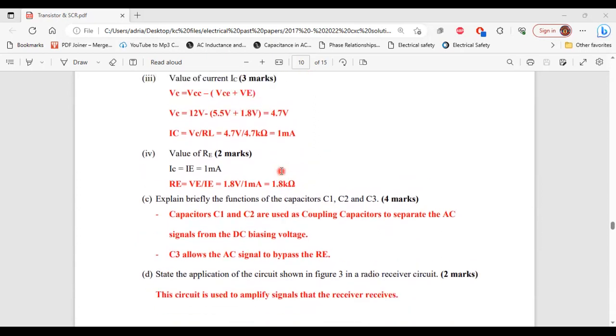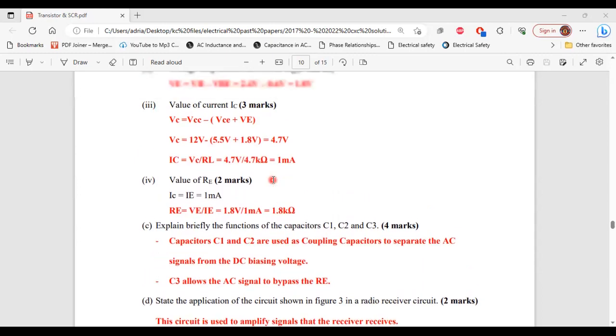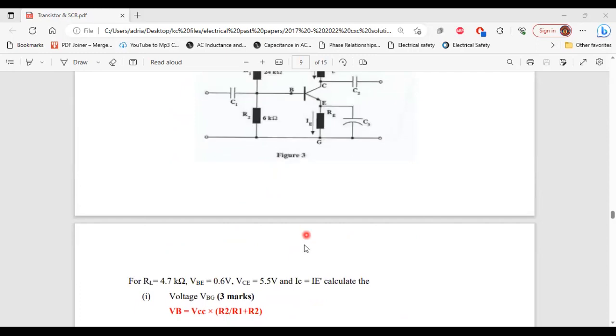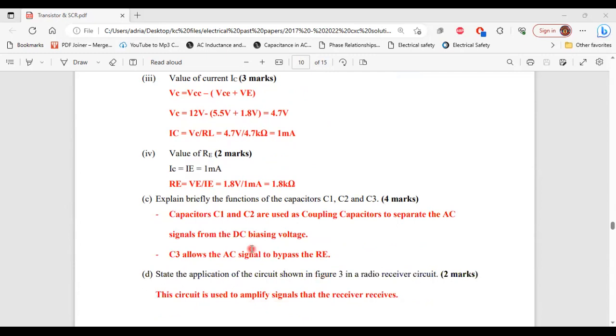For part four, it says to calculate the value of RE. Remember the statement that was given here, IC is equal to IE. So since IC is equal to IE, RE is equal to VE divided by IE. That will give us 1.8 volt divided by 1 milliamp, that will give us 1.8 kilo ohm. All right, so that's it for part four.